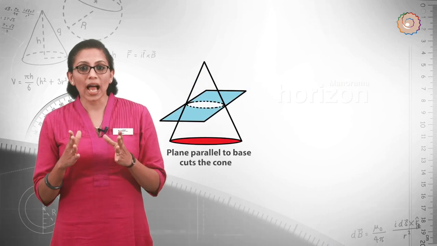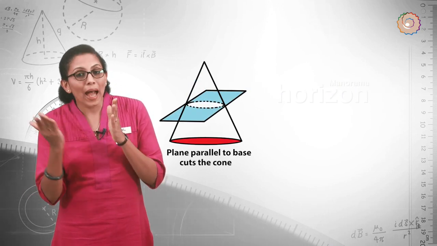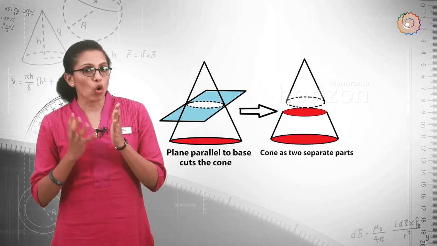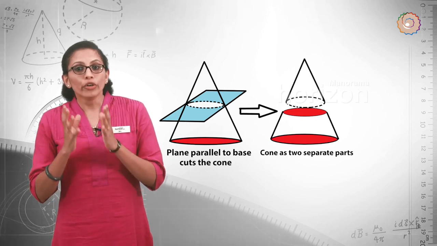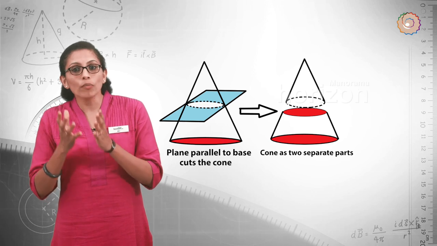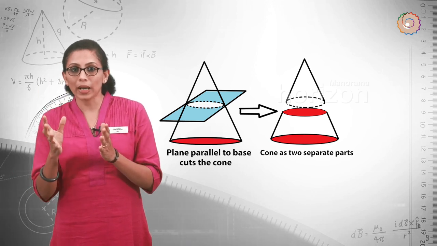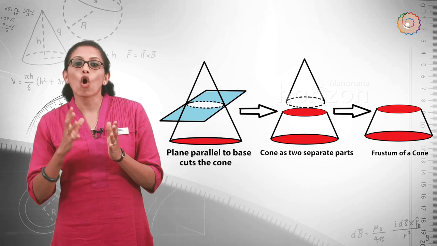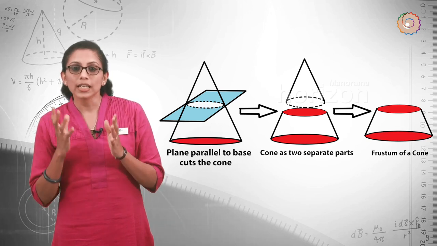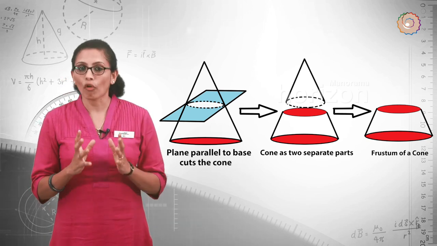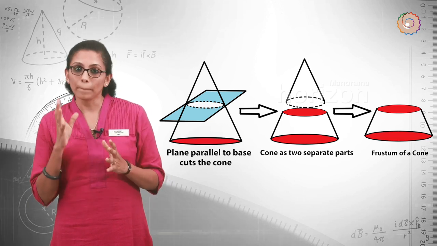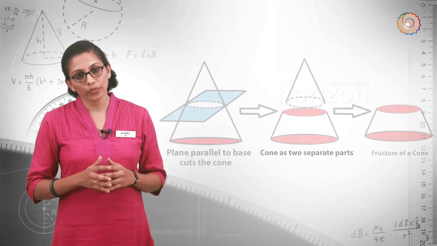When a cone is sliced with a plane parallel to its base, two separated parts of the cone are formed. Now remove the cone that is formed on one side of the plane, and the part that is left over on the other side of the plane is called the frustum of the cone. Frustum is a Latin word meaning piece cut off.